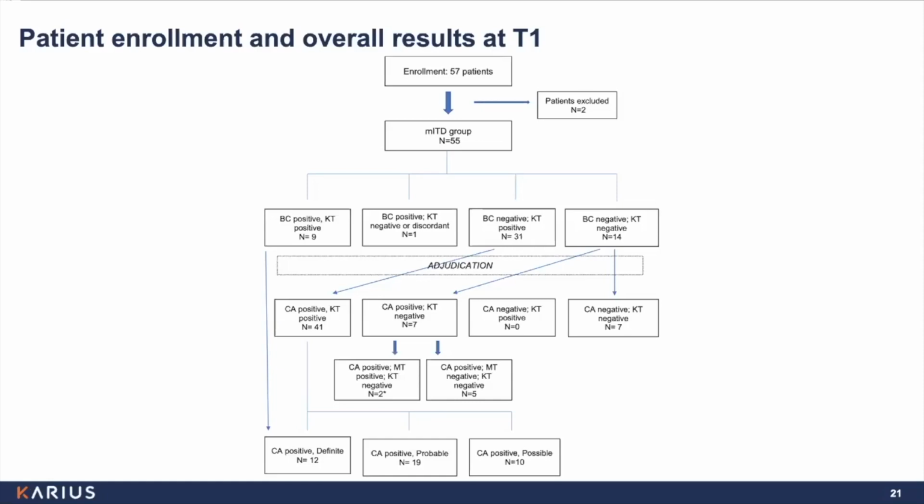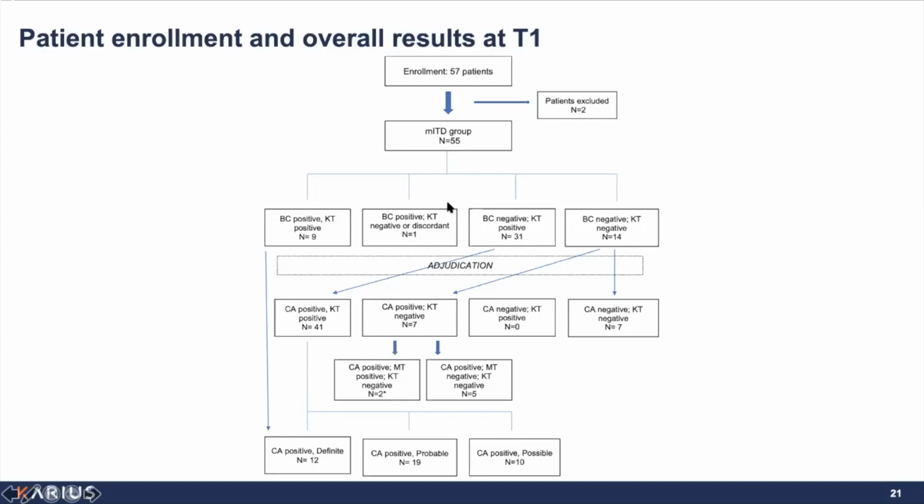Once clinical adjudication happened, the committee determined that the etiology of fever was infectious, so there was a clinical diagnosis of infection in 48 patients. 41 of these had a positive Karius test result that was deemed a plausible cause of infection. And from these 41 cases, 12 were classified as definite, 19 as probable, and 10 as possible.